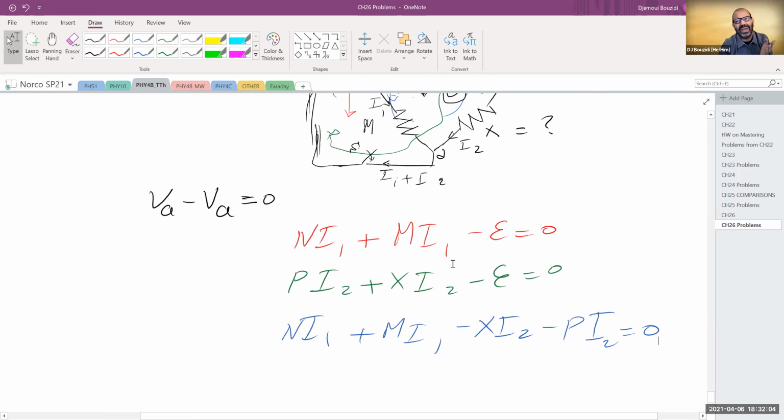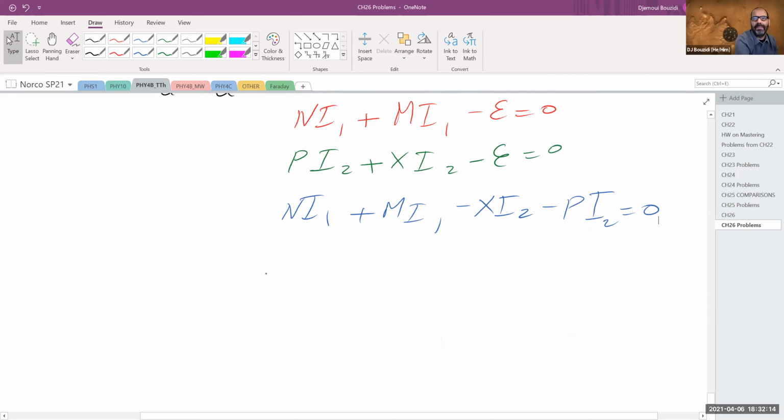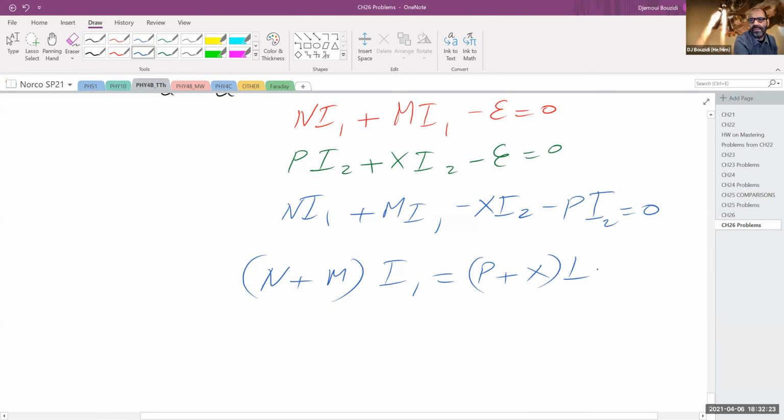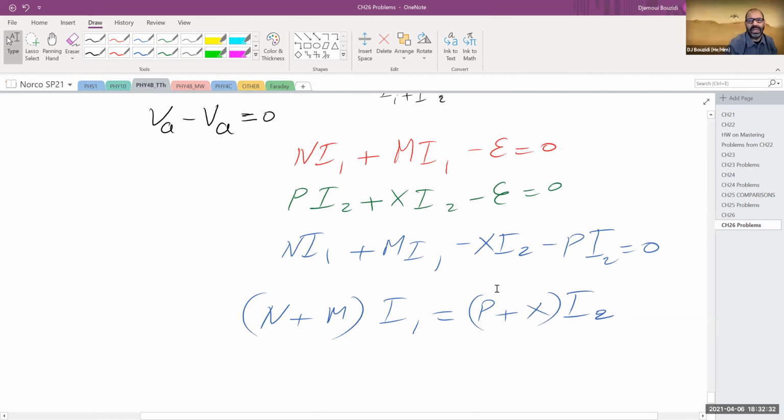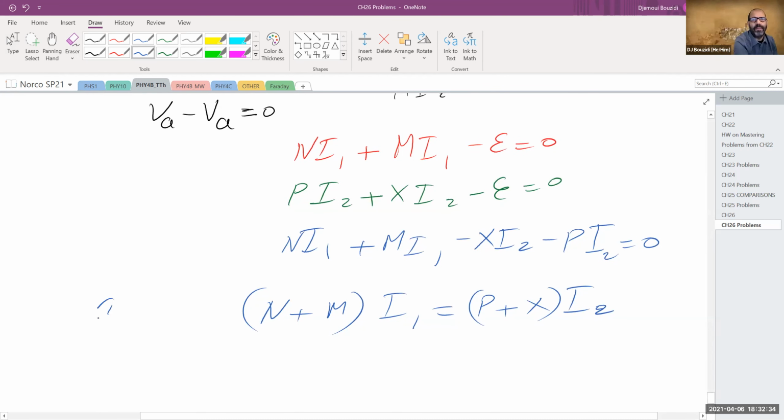So I have 3 equations with a bunch of unknowns, but the point being in here is that this is a redundancy of this 2. Because if I take the epsilon to both sides, these are the same equation. If I write it as N plus M times I1 is equal to P plus X times I2. So there is always one too many equations when you do problems like this one. So this is one equation. This is actually going to be equation 1.